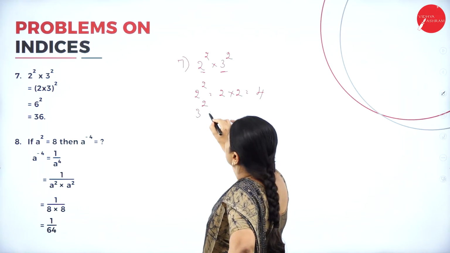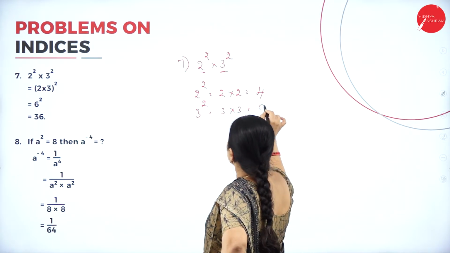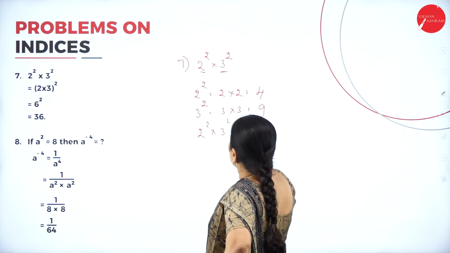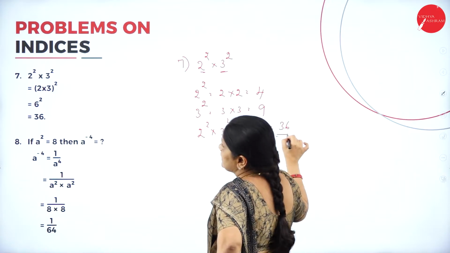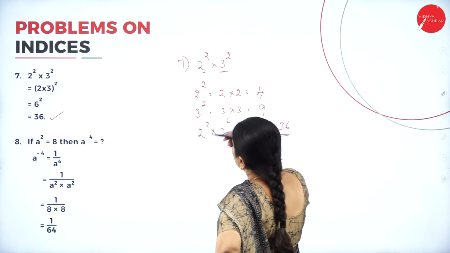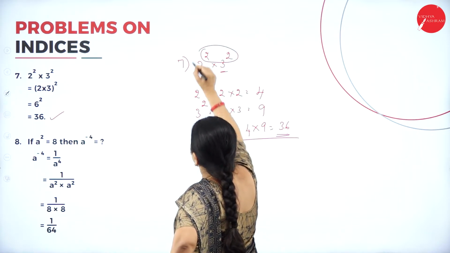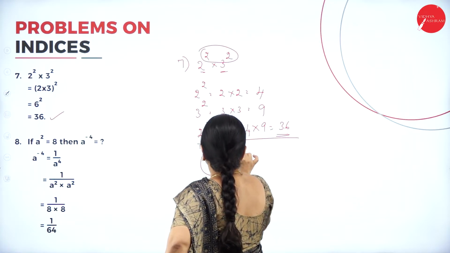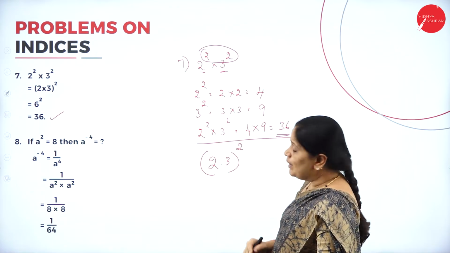And what is the expression for this? 3 square equals 3 into 3, that is equal to 9. Now, what is the product of 2 square and 3 square? So, this will be 4 into 9, that is equal to 36. So, 36 is the answer. Or you have one more way of doing this. So, if the powers are the same, what you can do is you can write 2 into 3 whole to the power 2. So, this is one more way of doing the problem.